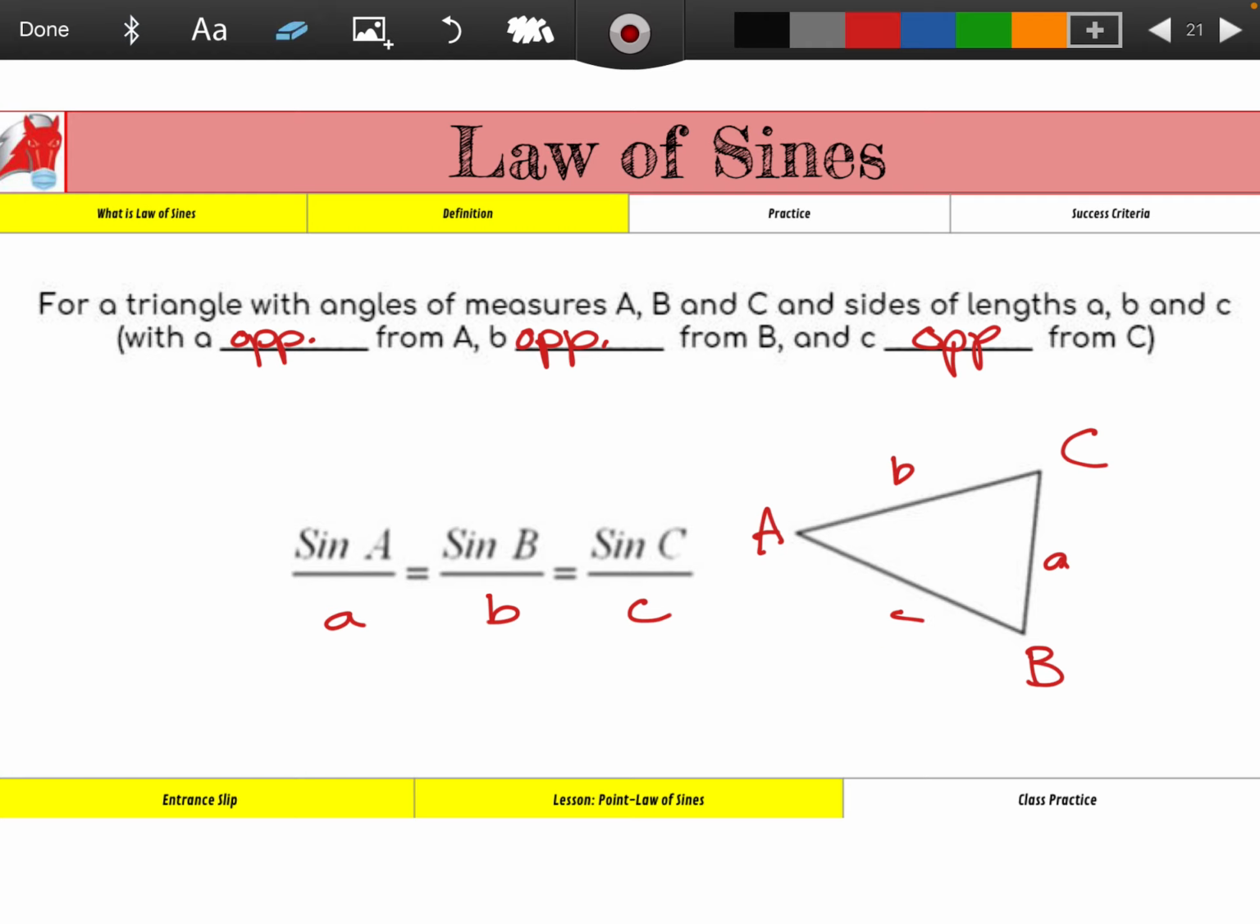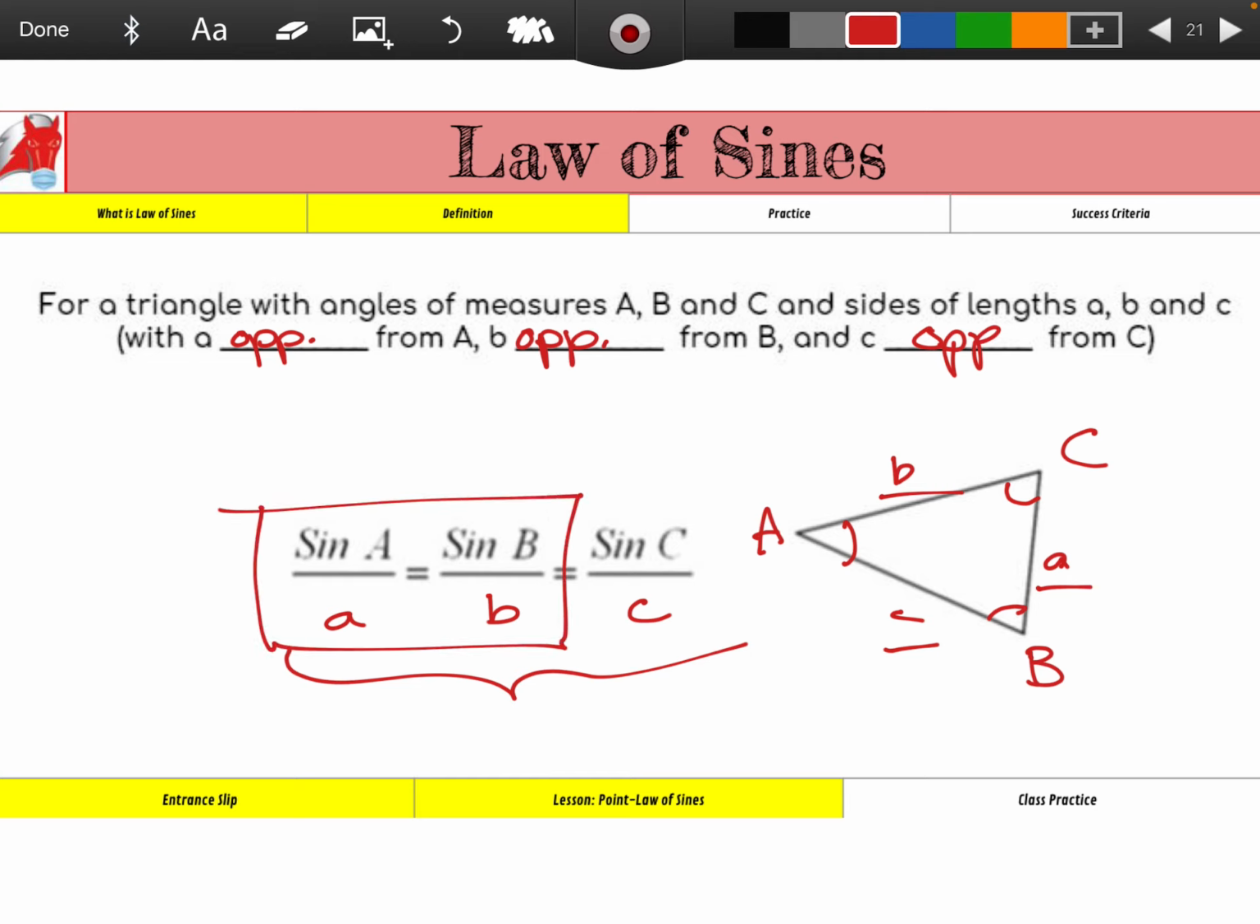Okay? So the sine of the angle and the opposite side have a ratio together. What it's saying is that the ratio of the sine of this angle over that opposite side is the same as this angle over that opposite side, is the same as this angle over that side. Okay? So we're going to use this, and we should be thinking we're dealing with proportions and ratios again. And even though there's three of these, we're really just going to have a relationship of two of them.